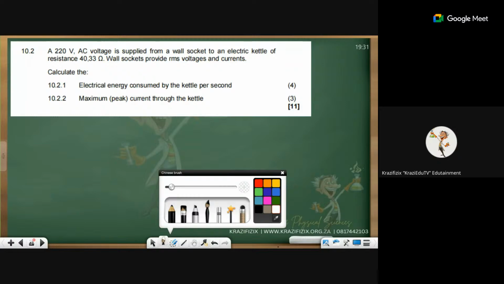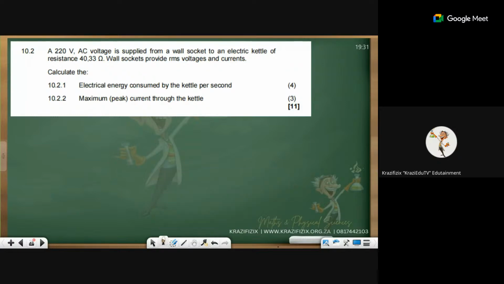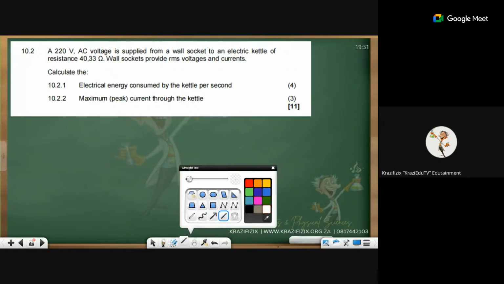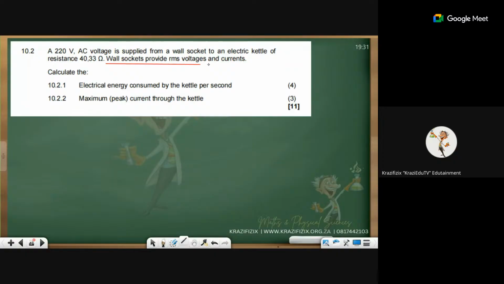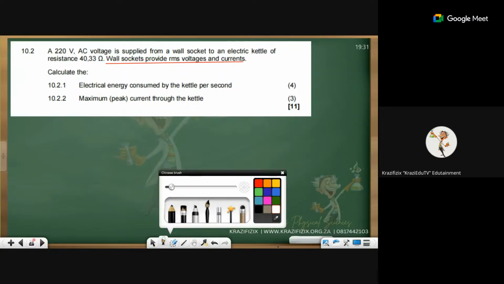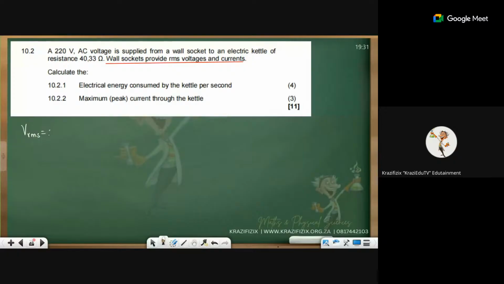A 220 volt AC is supplied from a wall socket. Please take note. Sometimes they don't give you this last statement, so this examiner is just being kind. Wall sockets provide what? RMS. So sometimes they don't give you that. Always RMS. So what do we know? We know the voltage, but it's voltage what? RMS, 220.